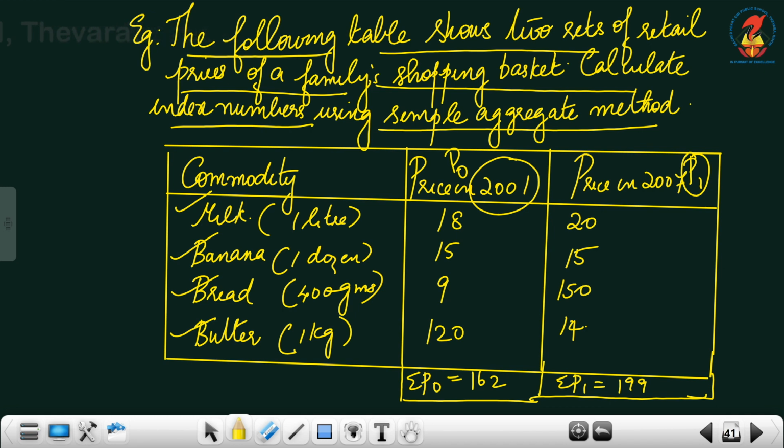The price of 1 liter of milk in 2001 is 18, in 2007 it is 20. Banana, 1 dozen, is 15, with no change. Then butter of 1 kilogram is 120. Wait, there is a slight change in the values given here. Let me check the values.